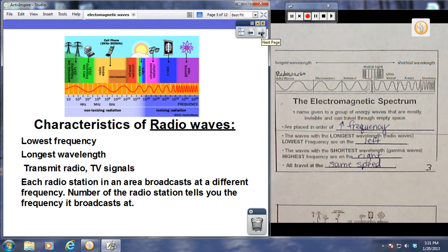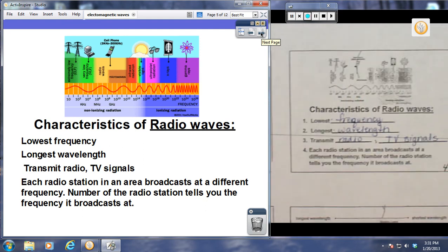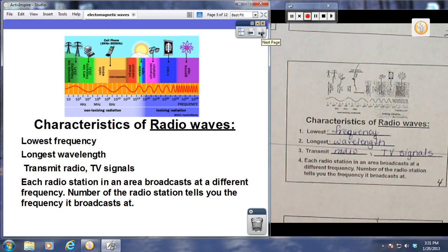Radio waves have the lowest frequency, the longest wavelength, and radio waves will transmit radio and TV signals. The radio station that you listen to broadcasts at a different frequency. That's why you have those numbers that you change to the FM channel. And the number of the radio station tells you the frequency it broadcasts at. So if you listen to 93.3, that radio channel will only broadcast with waves that have a frequency of 93.3, which is why you don't have that overlapping sound between two radio stations.